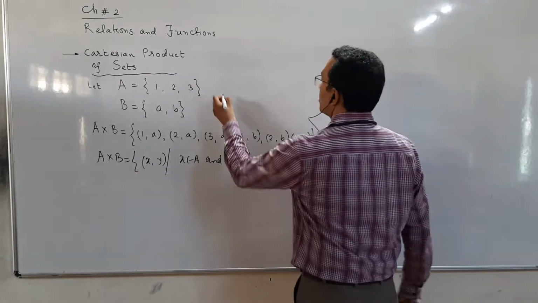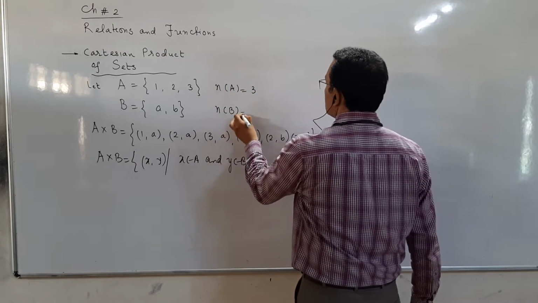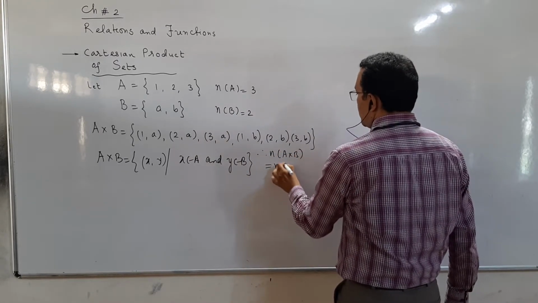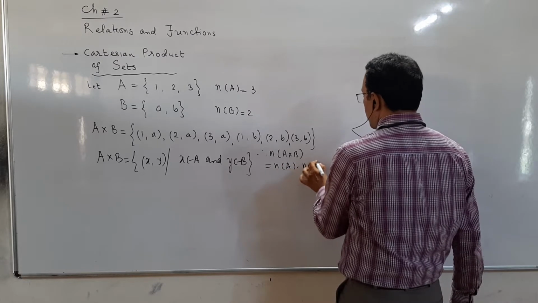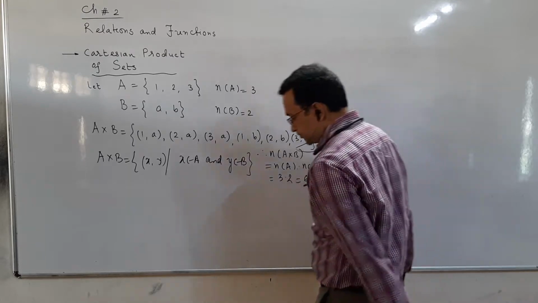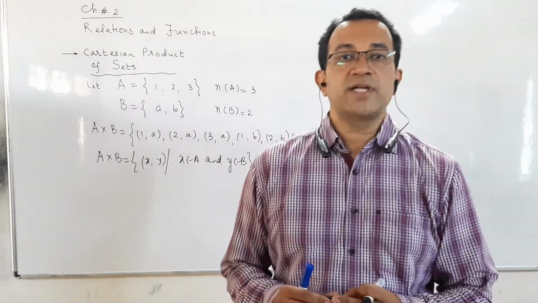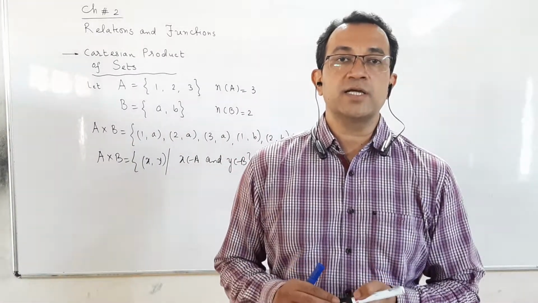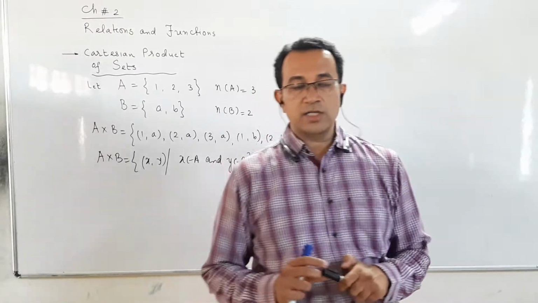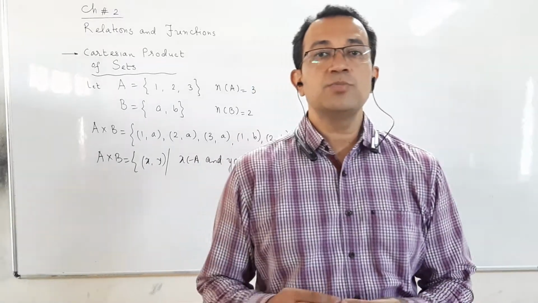Now see, cardinal number of A is 3, cardinal number of B is 2. Therefore, cardinal number of A cross B will be n(A) into n(B), and that will be 3 into 2, 6. Students, if the number of elements of set A is 3 and the number of elements of set B is 2, then the number of elements of set A cross B will be 3 into 2. How many? 6. This is, students, what we have to remember in the definition of Cartesian product.